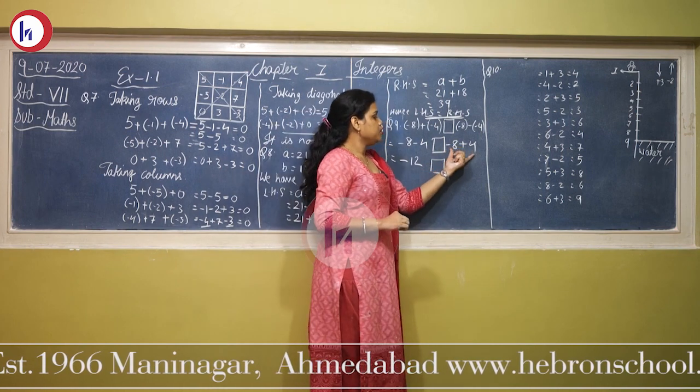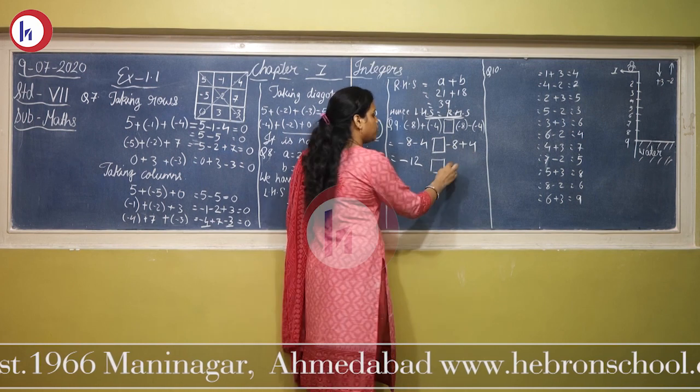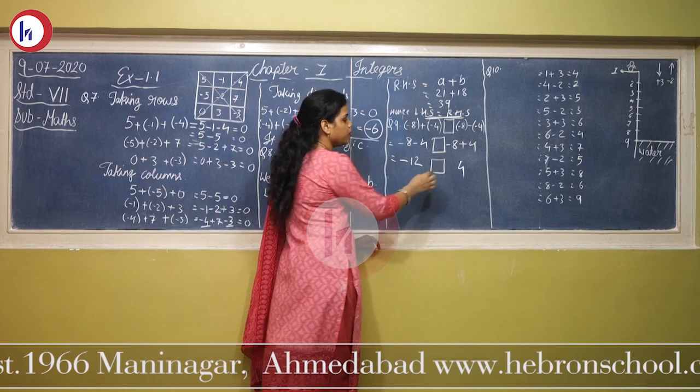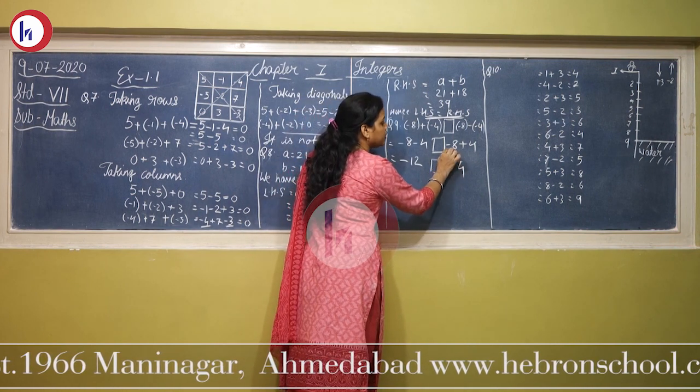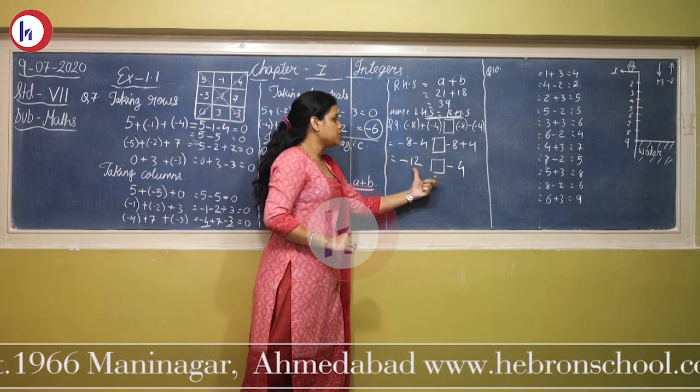Opposite integers. Now here you see both the integers have opposite signs. When you have opposite sign integers, what we do is subtract. So 8 minus 4 is going to be 4. Which sign are we going to put here? We are going to put the greater number's sign, that is minus. Now you can see minus 12 and minus 4.